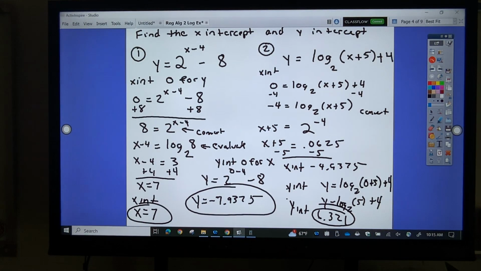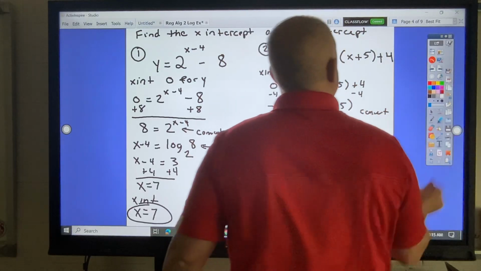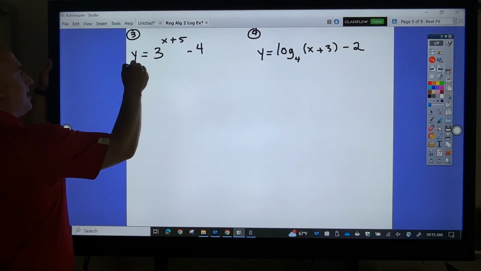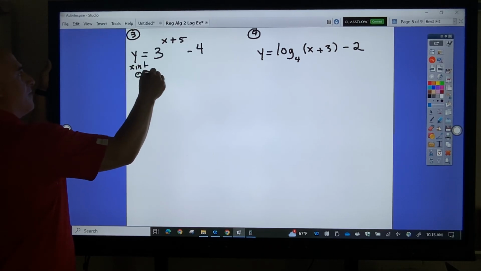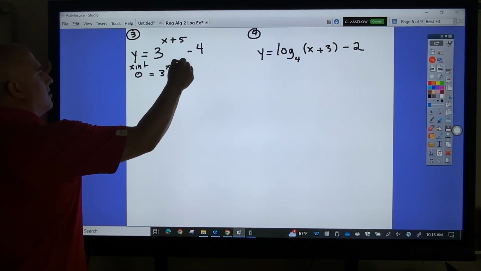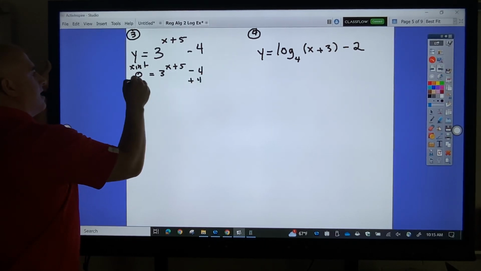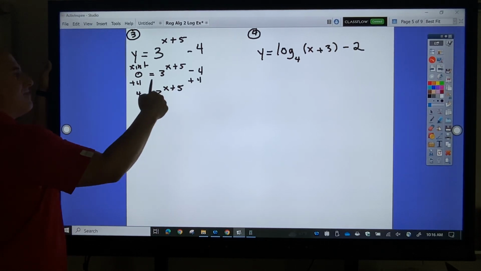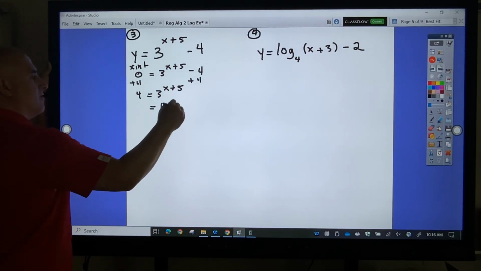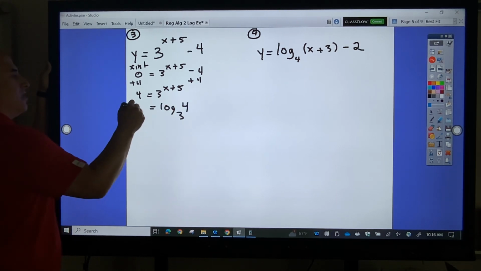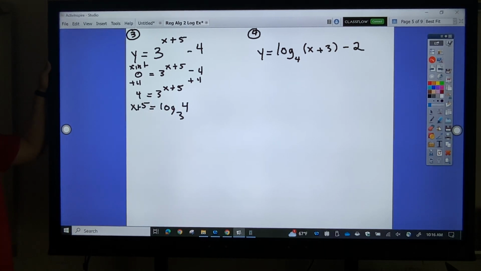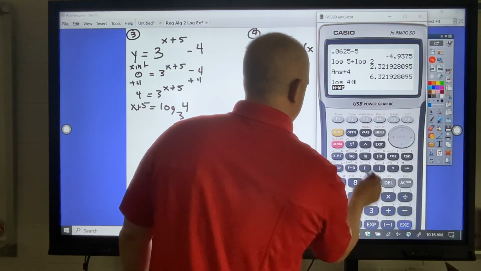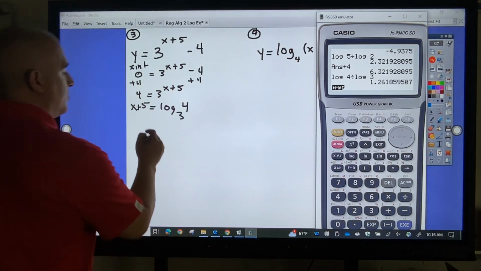Okay, all right. So let's go do 2 more. To find the x-intercept, I'm going to put 0 for y. Add 4 over to the other side. Now, I cannot evaluate that because that's an x, so I got to convert that to a log. That 4 is going to join it. The x plus 5 is going to go over there. So log 4 divided by log of 3 is 1.261.